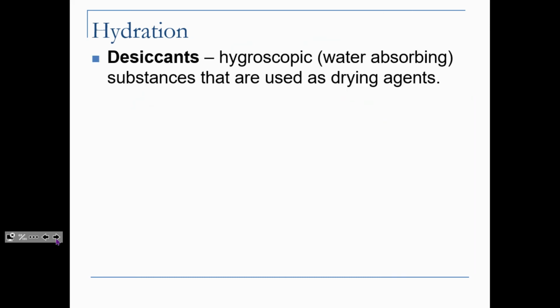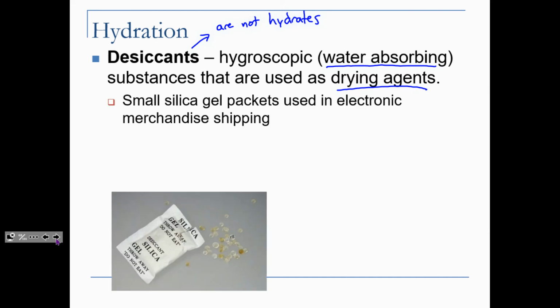And the last term would be a desiccant. A desiccant is something that's hygroscopic, meaning it absorbs water, and they can be used as drying agents. Now, desiccants aren't necessarily hydrates. They fall into their own category. They do absorb water, and they are used as drying agents, but they're not necessarily a hydrated compound.